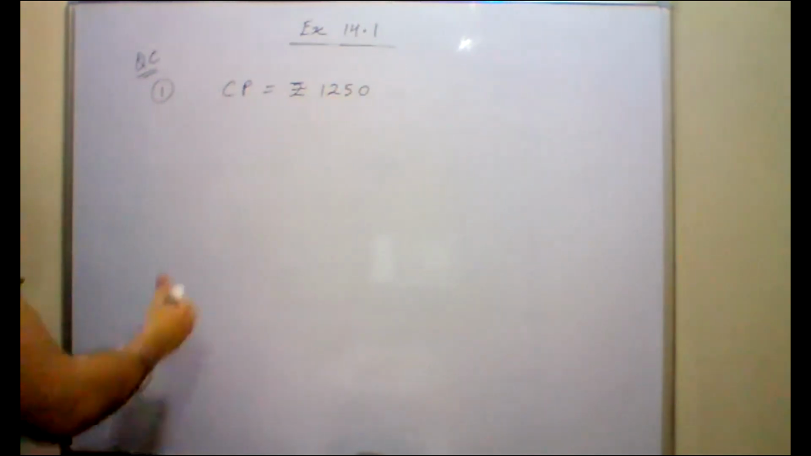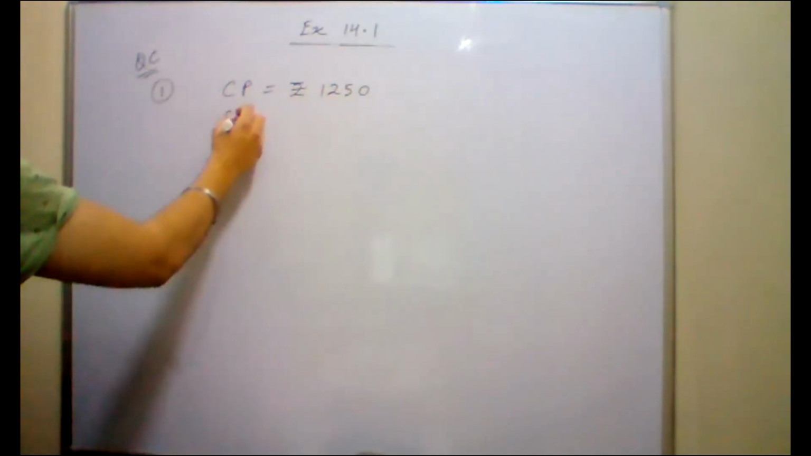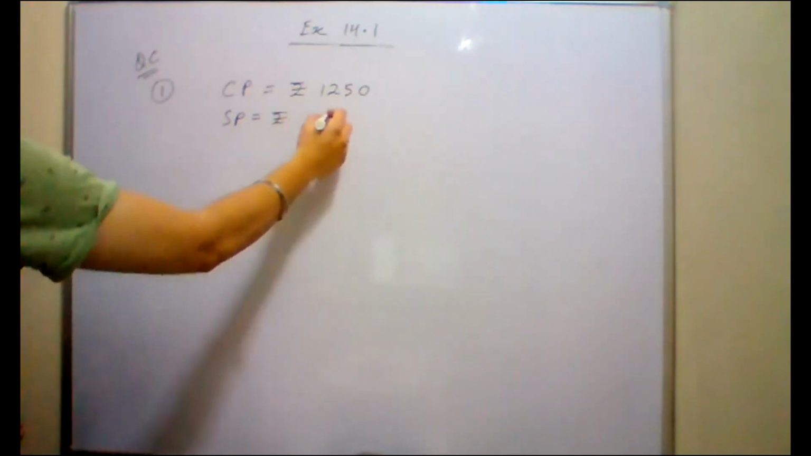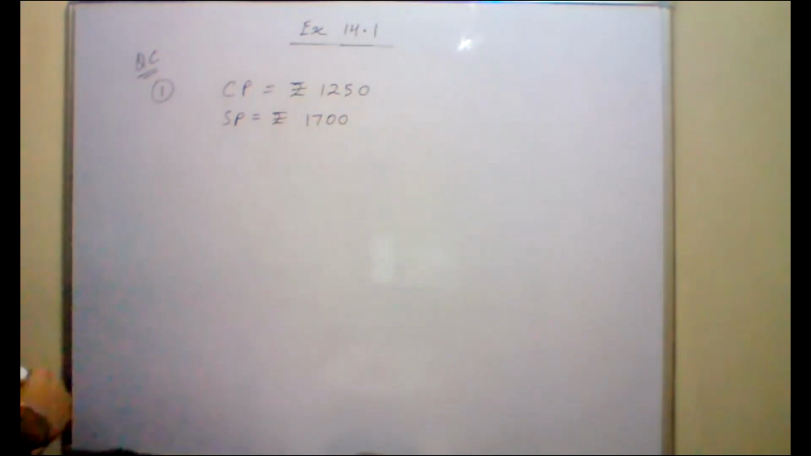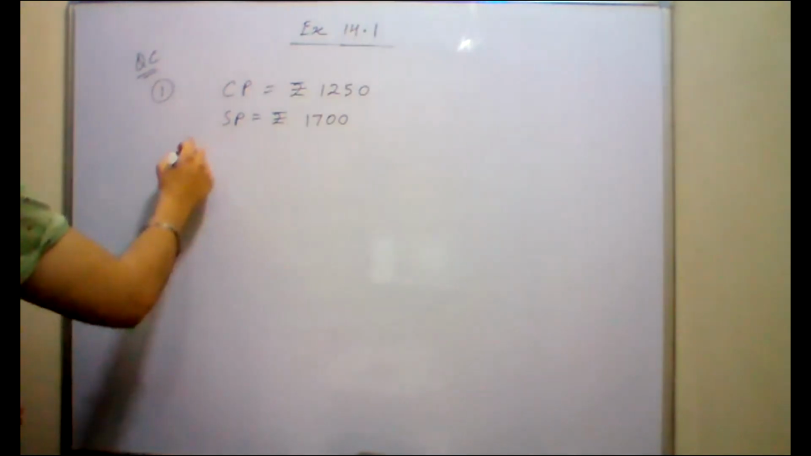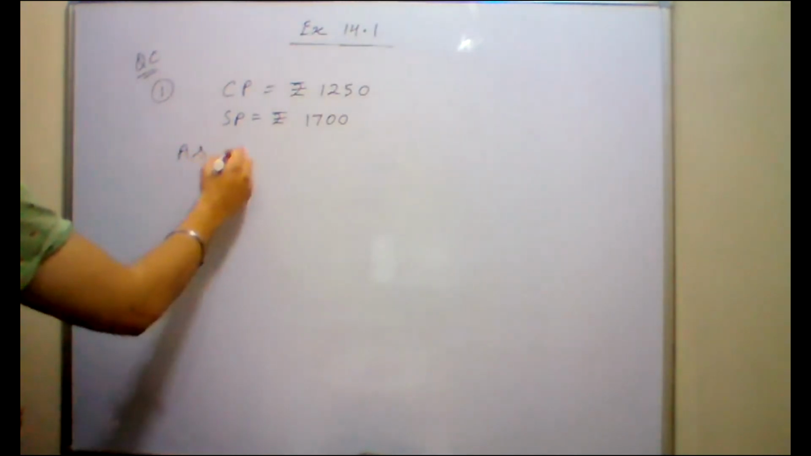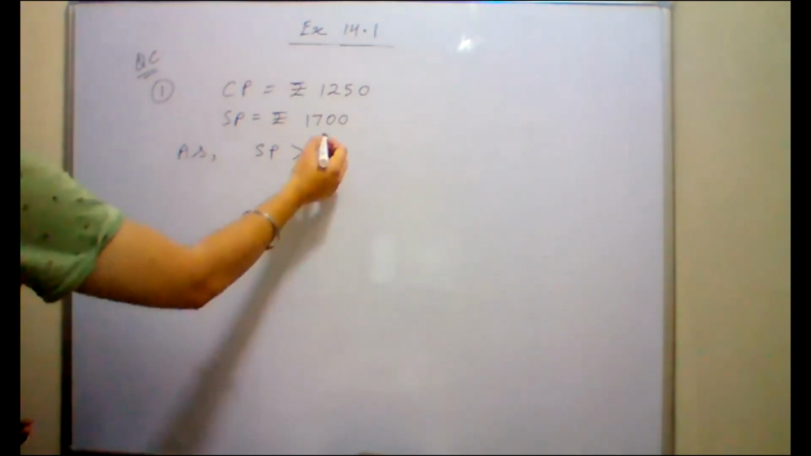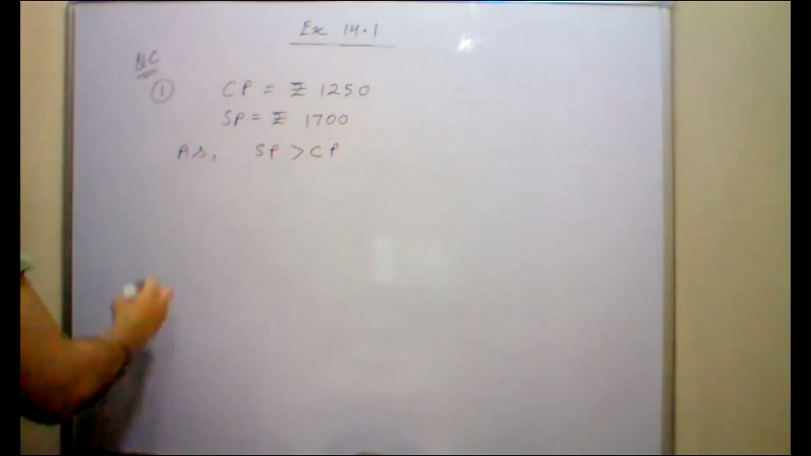1,250. And then she sold it, very clever. Meera is very, very clever. She sold it for rupees 1,700. Maja aa gaya Meera. So that means, first of all, you have to find whether it is a profit or a loss. Profit. As SP is greater than CP, am I right? SP, selling price, is greater than cost price.